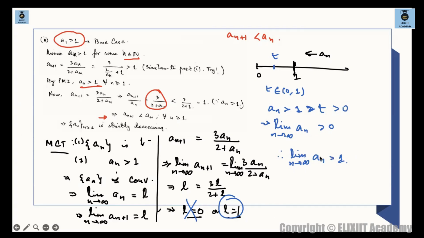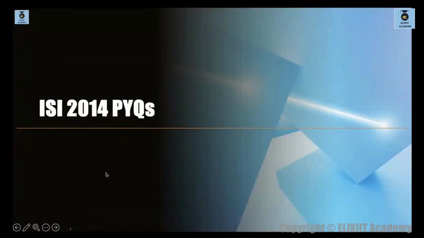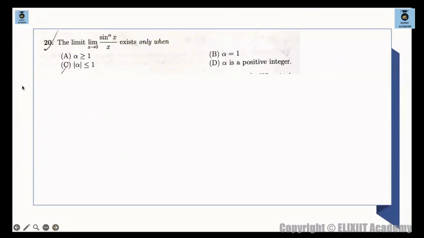Did you all get this thing? A very nice question on sequence. Okay, next we move on to 2014 PYQs. This is the first question which we are having. Limit x tending to 0, sin alpha x divided by x exists only when, for which of these following conditions?